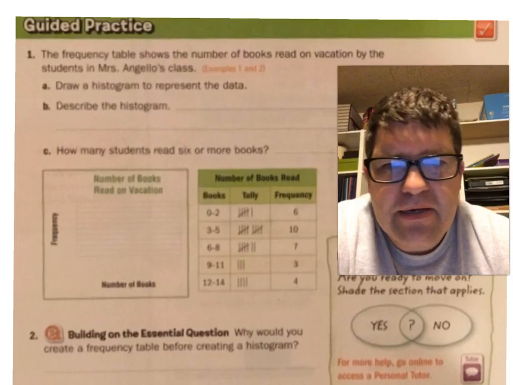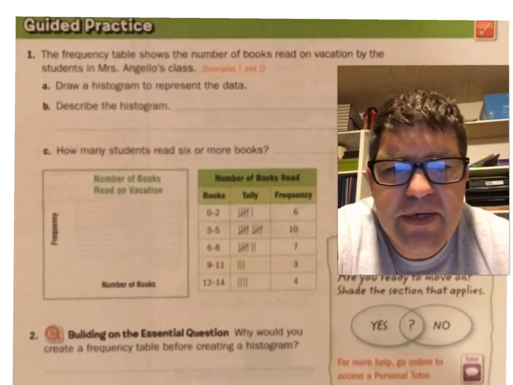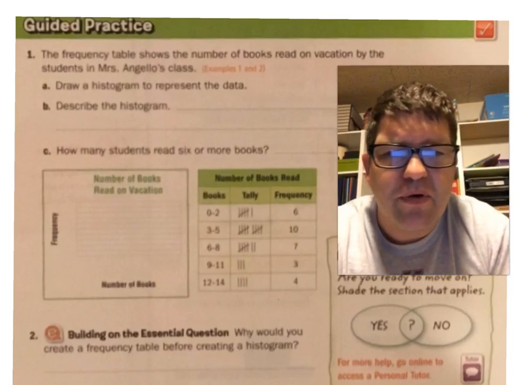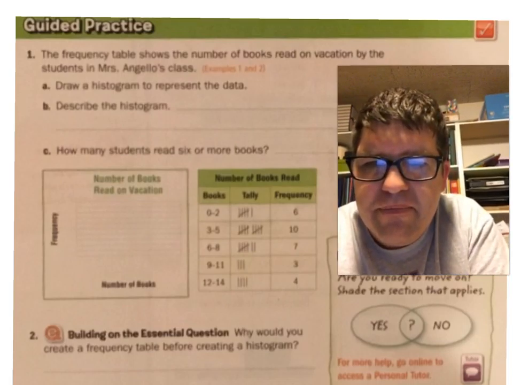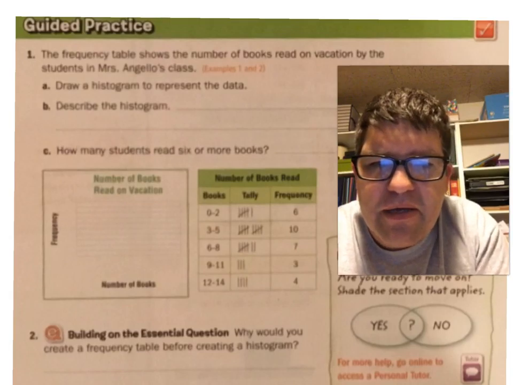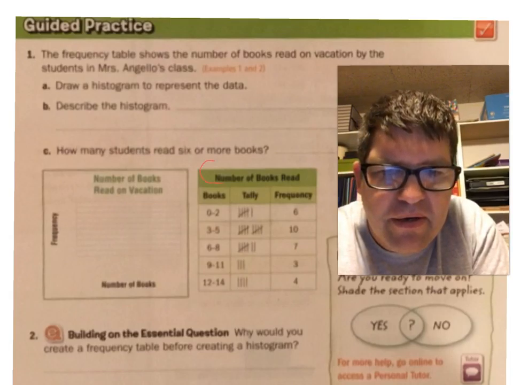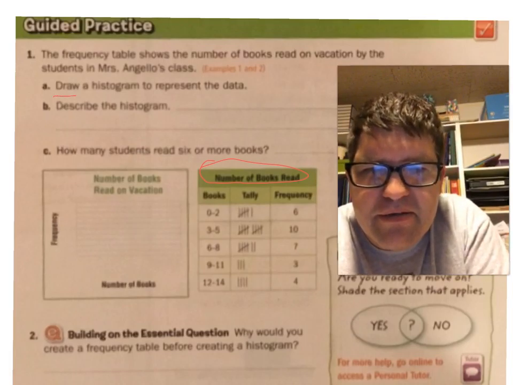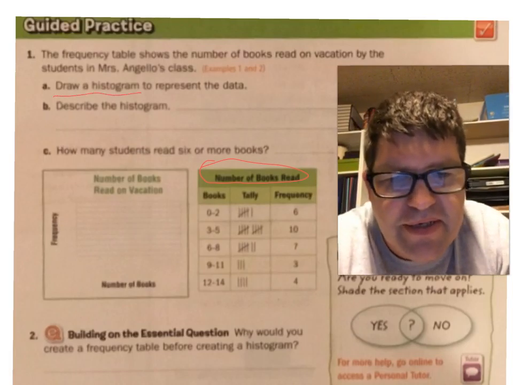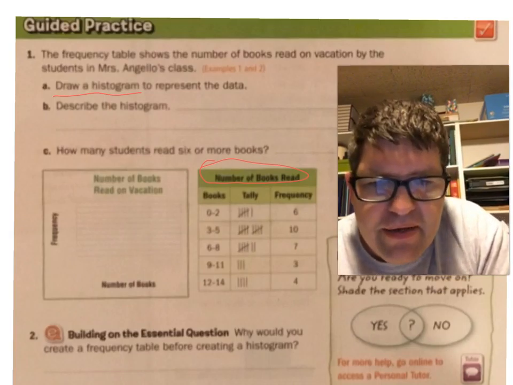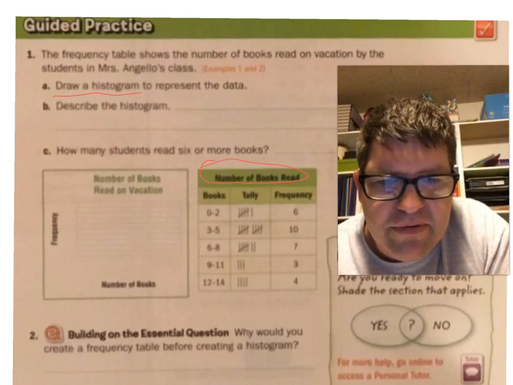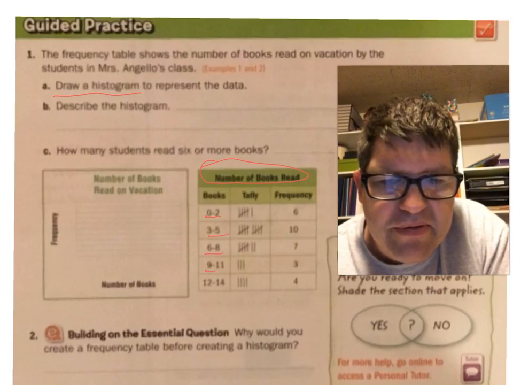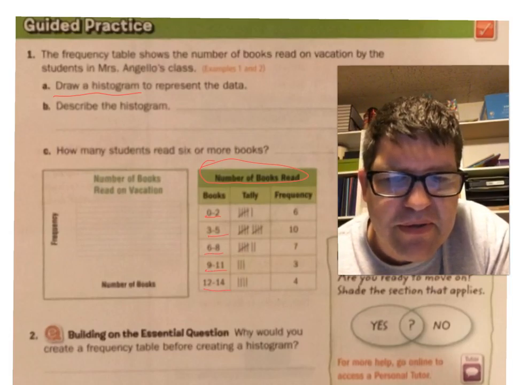All right, so let's construct a histogram here. This is the guided practice. You can watch me as I work through this. We have a table right here, number of books read, and it's asking us to draw a histogram to represent the data. All right, so we have these intervals, 0 to 2 books, 3 to 5 books, 6 to 8 books, 9 to 11 books, 12 to 14 books.